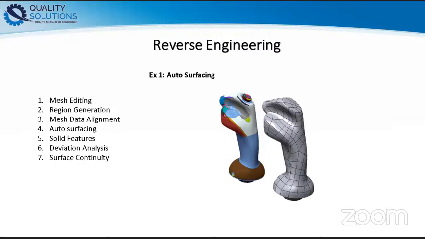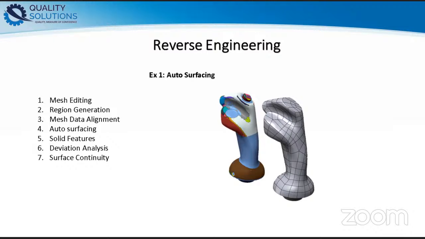So this is the first example. We will focus on it, and I will show you how to make this joystick. We have a joystick and the mesh data, and we will see how to convert this mesh data into a solid model with the help of auto surfacing in this geometric designing software.